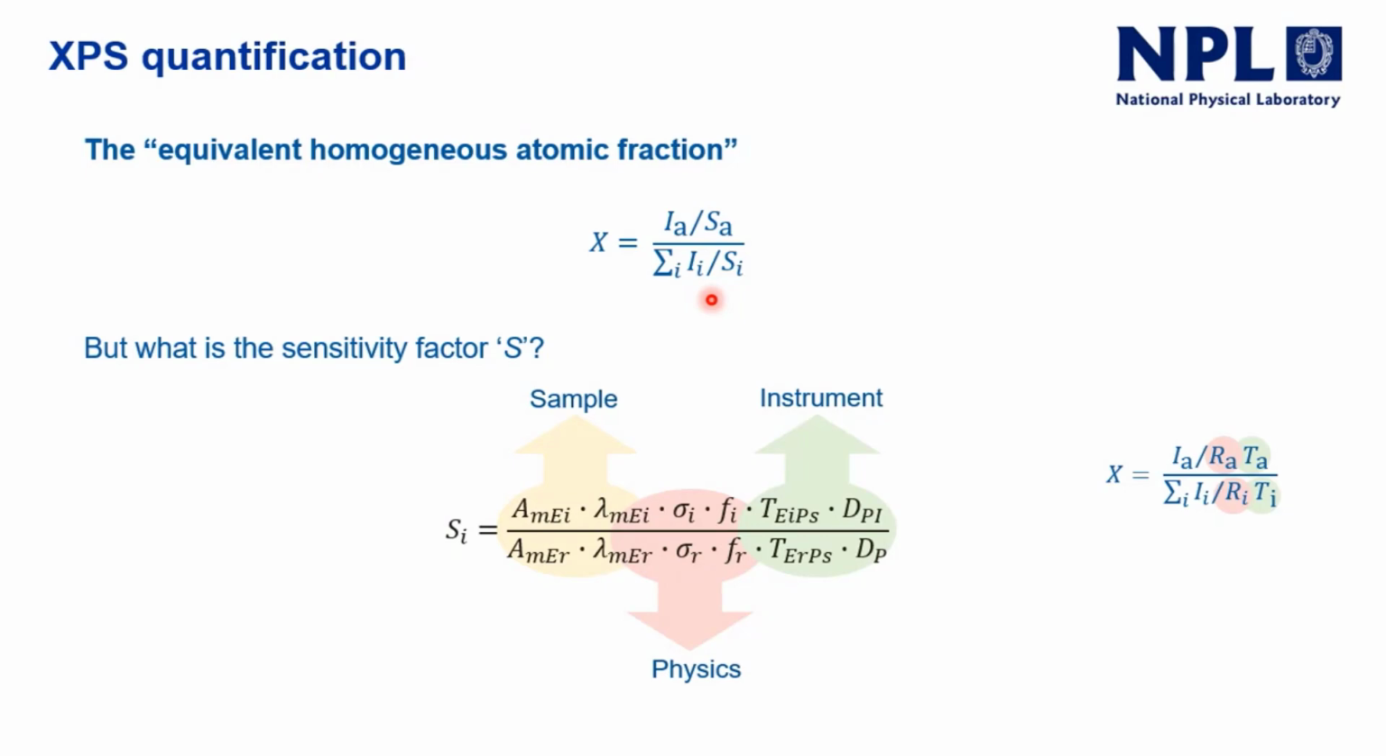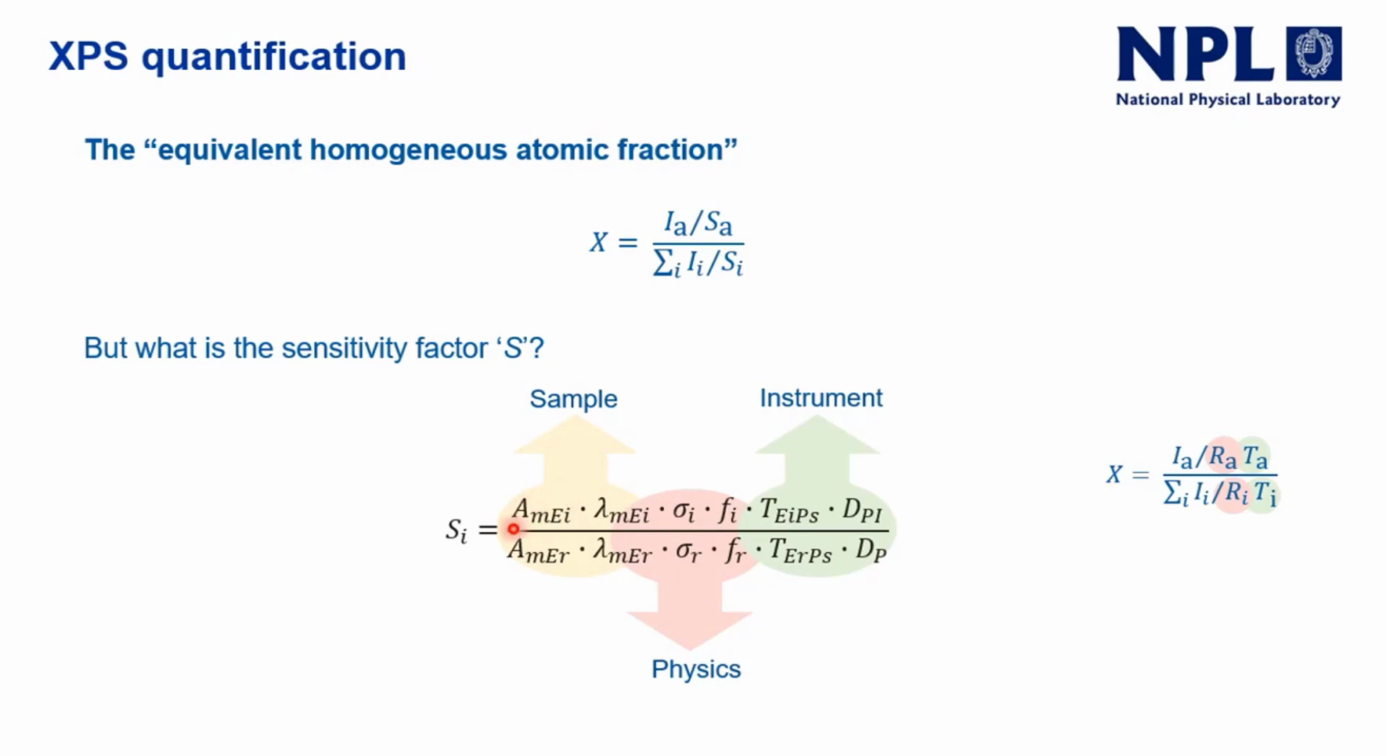More than 15 years old. I don't know how that happened. And what we did, we didn't have any of these transmission function things. So what we did is we just measured a load of compounds with different elements in. We knew the stoichiometry, and then we could work out what the sensitivity factor would be. But that would include all of these contributions: the instrument, the physics, and the sample.